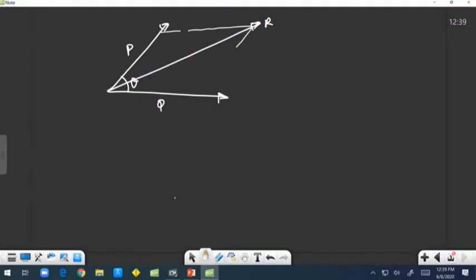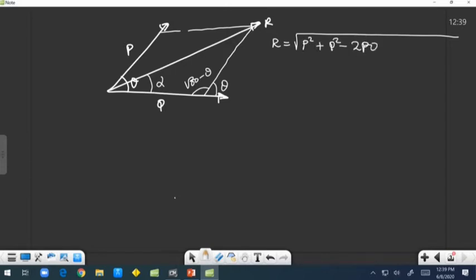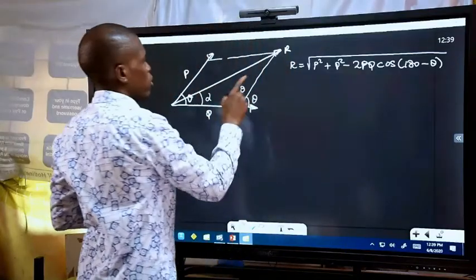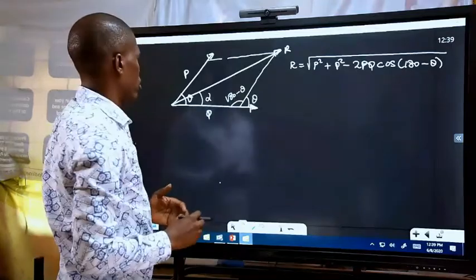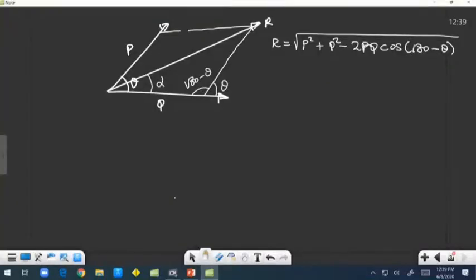That is the diagram drawn completely. We have here theta, here 180 minus theta. We're looking for this angle, let's call it alpha. For us to solve this, we need to apply the sine rule. Since we're able to solve R as the square root of P squared plus Q squared minus 2PQ cos (180 minus theta), you can solve for R using the parallelogram law of vectors. Then to find alpha, we use the sine rule.